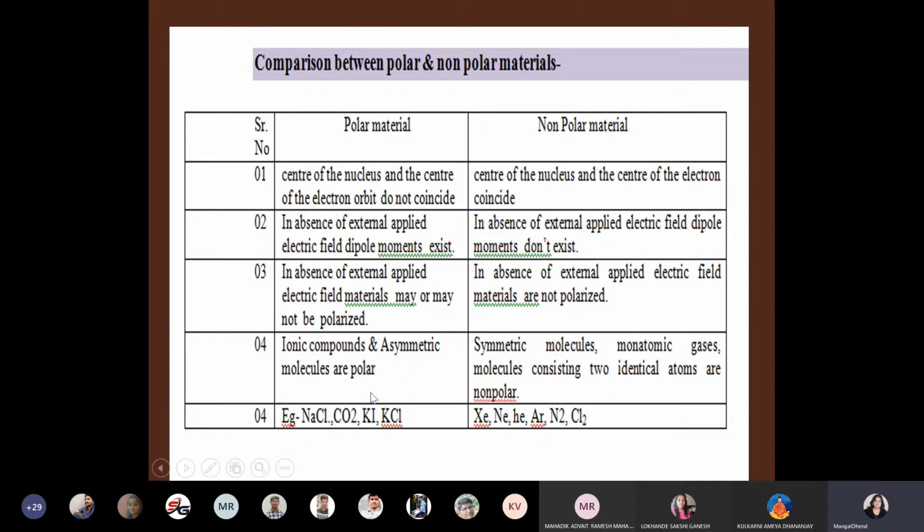Ionic compounds and asymmetric molecules are polar. For example, I already told you NaCl, CO2, KI, KCl. And in symmetric molecules, because they are symmetric, the centers of positive and negative charge will coincide. So generally monoatomic gases are non-polar materials. So N2, Cl2, argon, xenon, neon, helium. These are examples, so try to remember polar and non-polar materials.